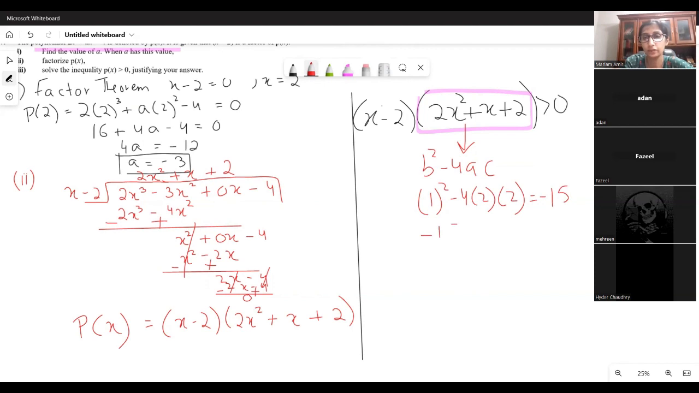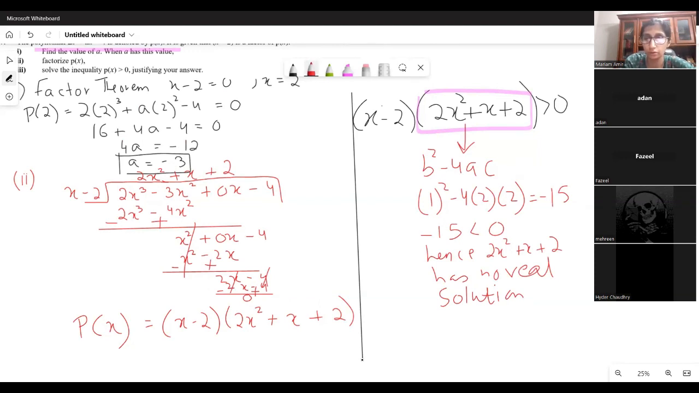So minus 15 is less than 0. Hence, 2x squared plus x plus 2 has no solution. No real solution लिखना चाहिए. No real solution. Complex solution exist करता है, हम आगे पढ़ेंगे अगले chapters में.